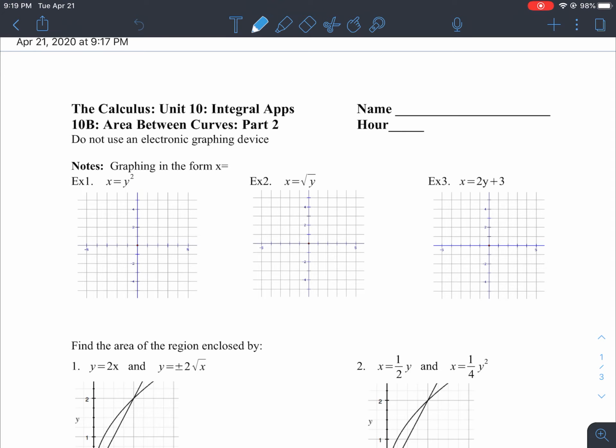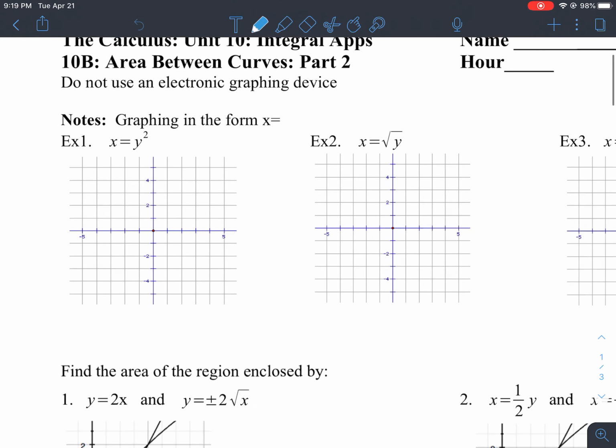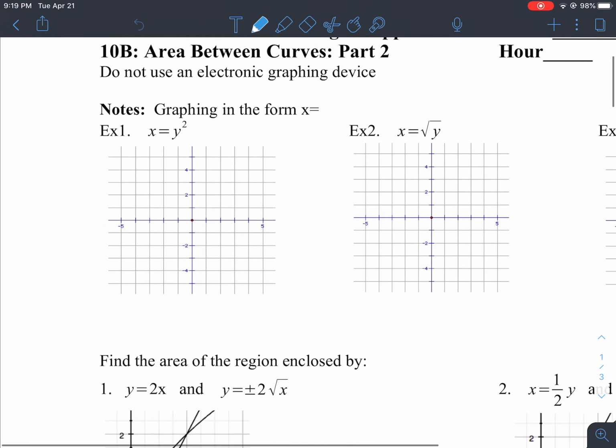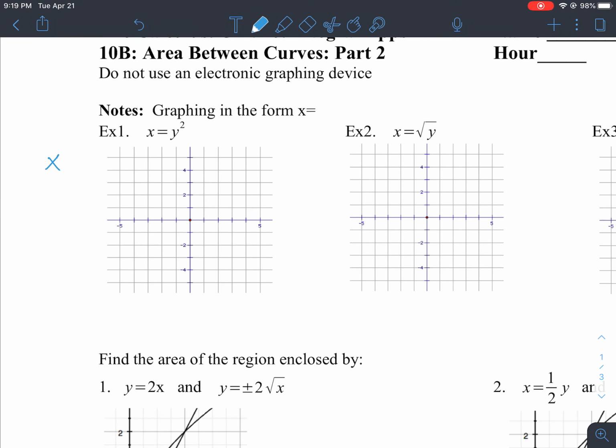Okay, this time we're switching things up a bit. First of all, we need to get introduced to the idea of graphing in the form x equals. This isn't terribly difficult, so here's a quick introduction.